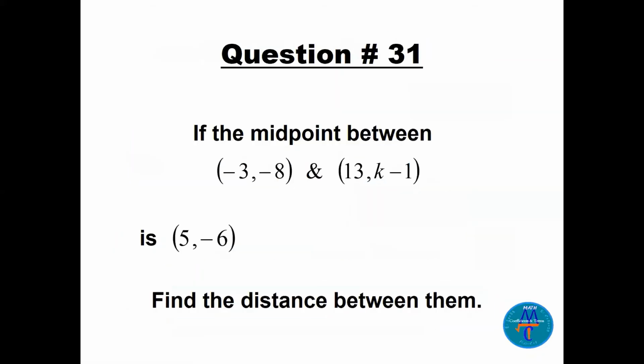Now, if the midpoint between this and this is 5 and minus 6, very nice question for an exam. Find the distance between them. So from the midpoint, go to the distance. So you have to use both formulas. And there is a k there. And then he gave you the midpoint. So these points are the endpoints, and this one is capital M, 5, minus 6. Then you can find K.